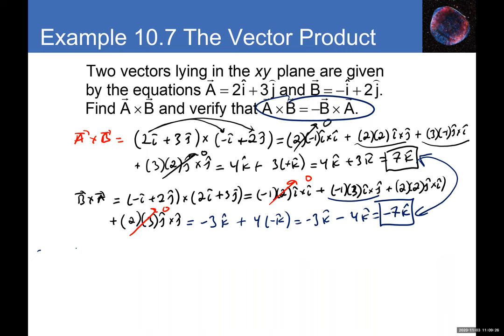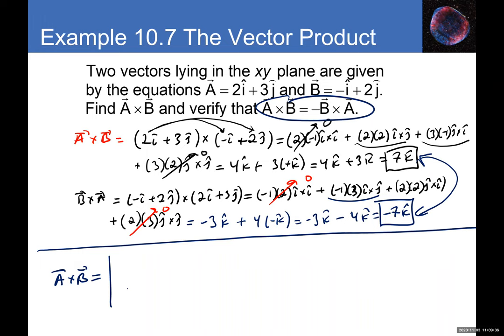As I mentioned, I'm going to show you a different way of doing this, using matrices. You can write A cross B like this, as a 3 by 3. What we have is i hat, j hat, and k hat. Vector A is 2, 3, and 0: 2 for i hat, 3 for j hat, and 0 for k hat. Vector B is negative 1, 2, and 0.